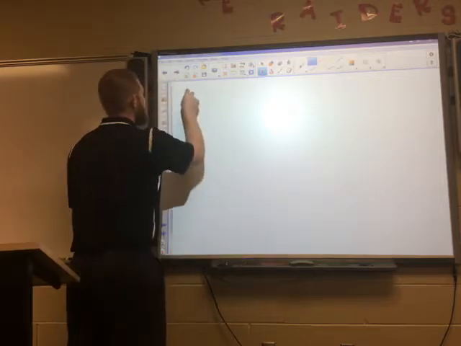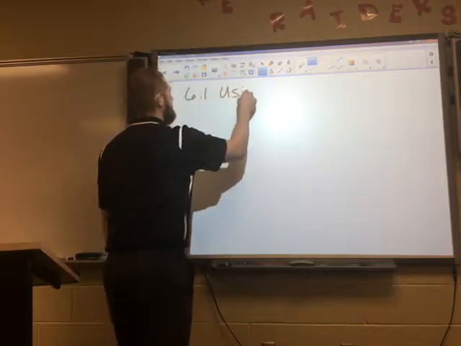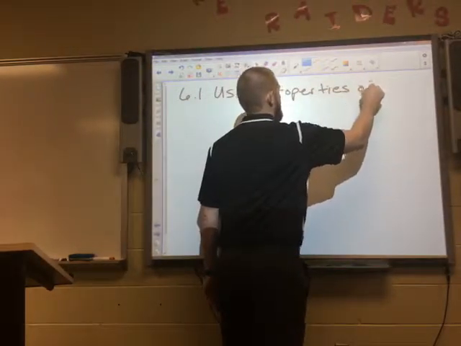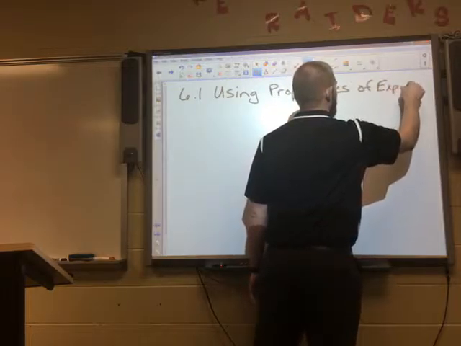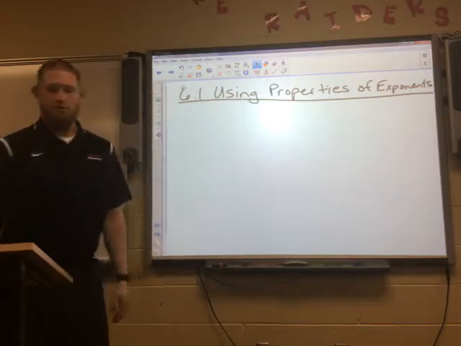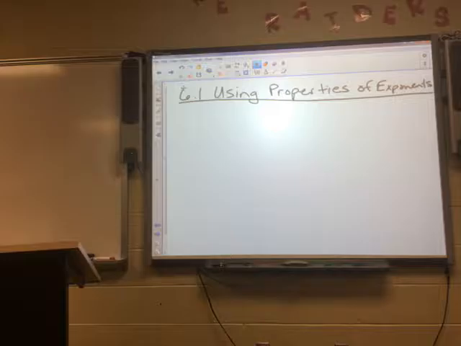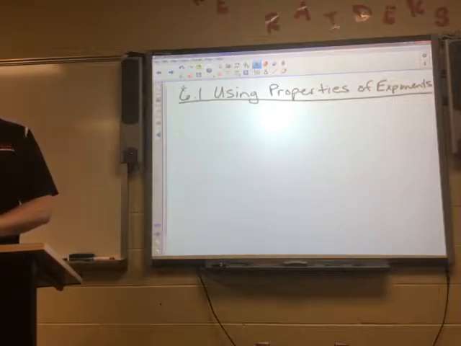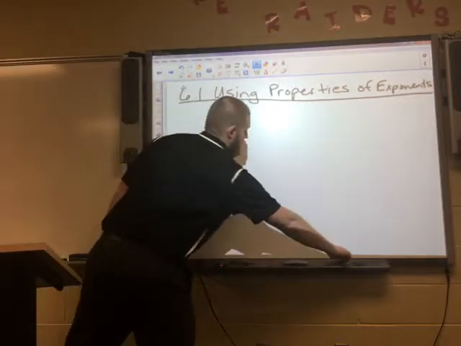6.1 is using properties of exponents. You should already know most of these properties, so this should be semi-review for us. We're looking at the bottom of page 323 in the green box. They call it the product property. We're going to go through all these real quick.